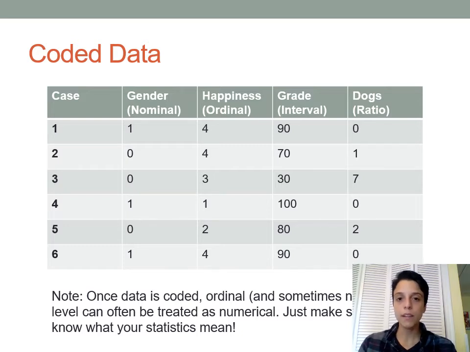So if you find a mean of 3.2 for happiness, you're going to have to understand that that's a mean that's a little bit above your "somewhat happy" label, which is an ordinal label. And also keep in mind that for some variables, it would be completely meaningless to find something like a mean.